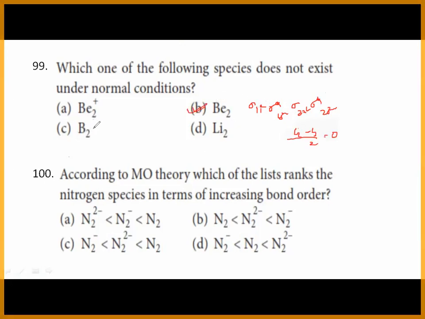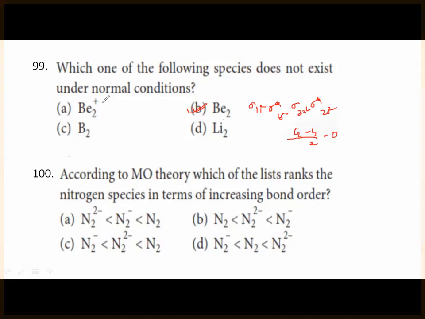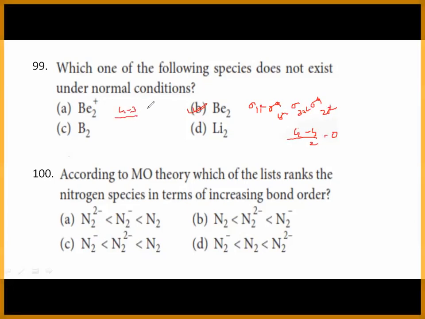B2, we have seen there is one single bond. Lithium also, we have seen there is one single bond. Be2 has 8 electrons, and Be2 plus has 7, so 1 electron is removed. So bond order is 4 minus 3 by 2, which is 1 by 2, 0.5. So this also exists, but the beryllium molecule does not exist under normal conditions.